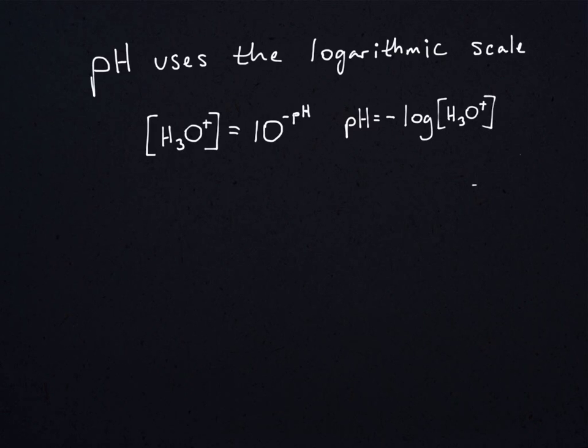So that example that we did earlier, remember it was a negative, I think it was like negative 7.1. Had we taken the negative log of that, negative times a negative, the pH would have been 7.1. Let's do a couple examples.